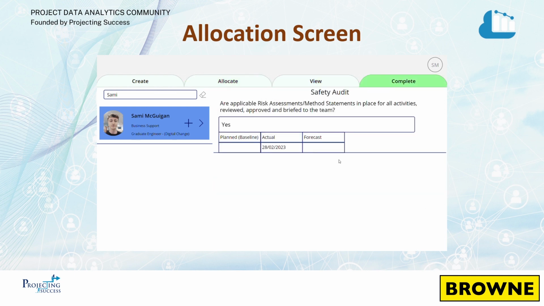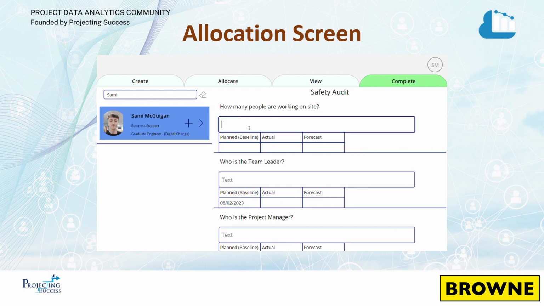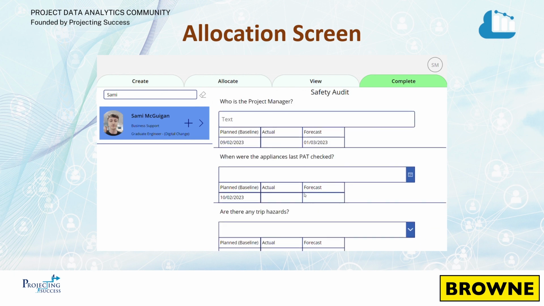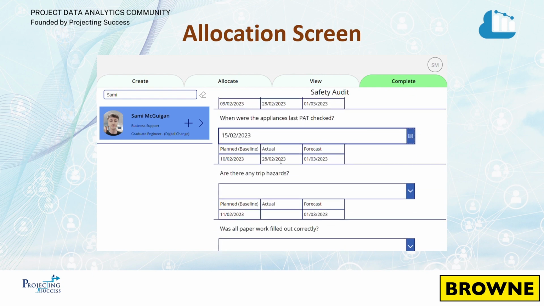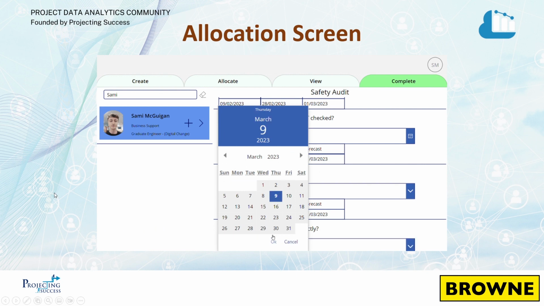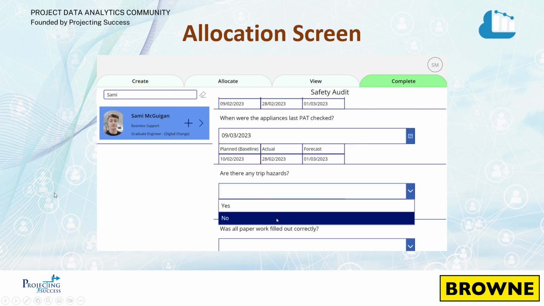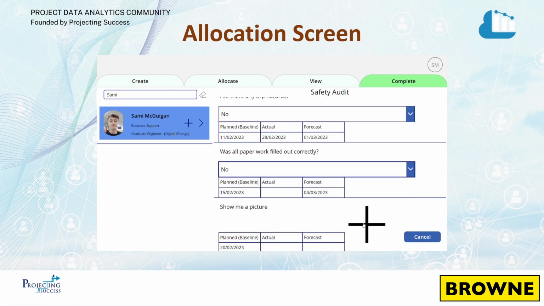Then if we go into one of these, you can see it populates the list of questions. We can complete this. It adds in the actual date of completion of that question, and this drives the planned baseline is driven from before, and then the actual drives the forecast going forwards. And you can see as it goes through, it progresses the forecast as we go through.